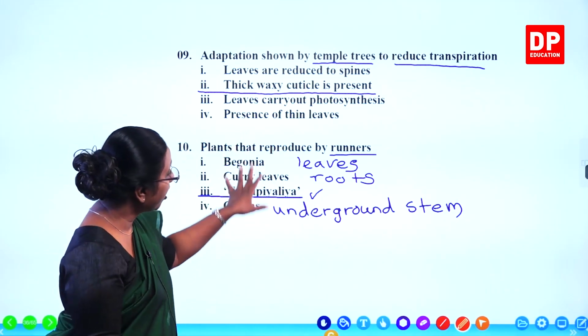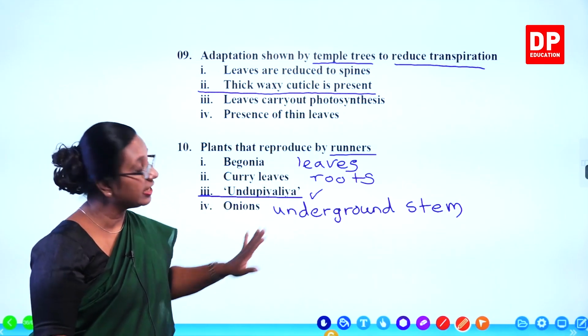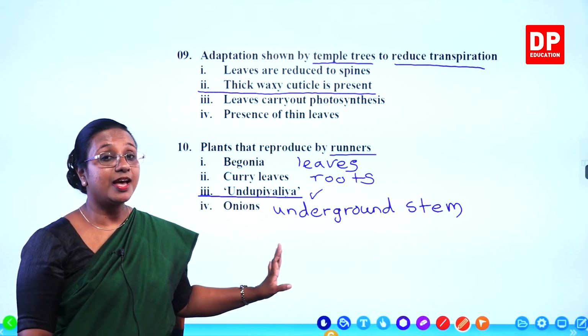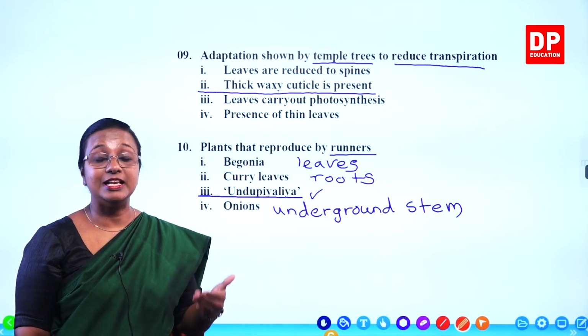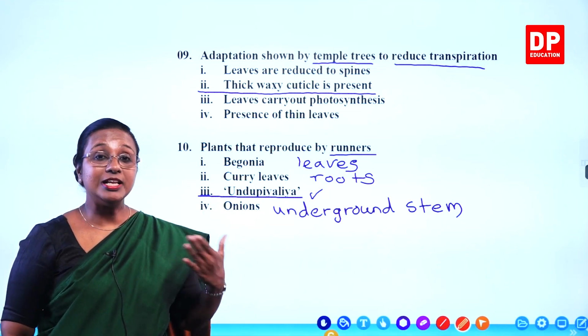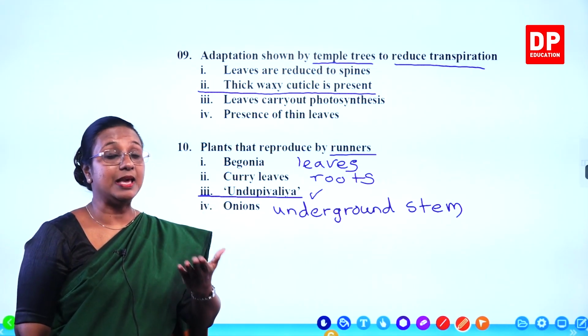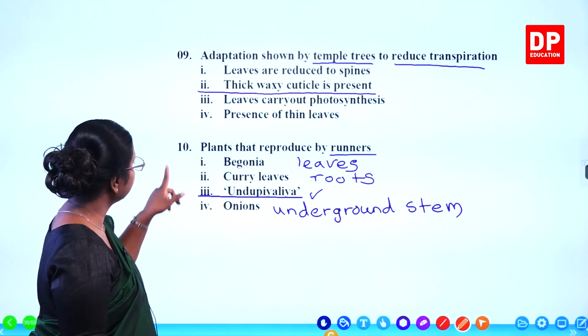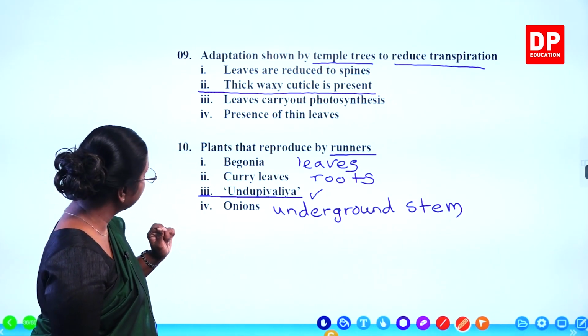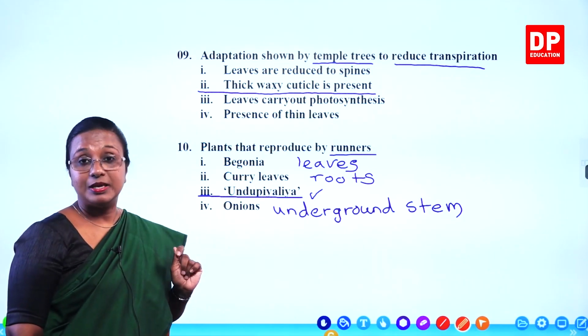Now students, when you are answering questions, you don't have to write all this. I am doing that so you remember all the information. When we recall it again and again, you remember them better. So that is the reason. So plants that reproduce by runners, it's undupialia.